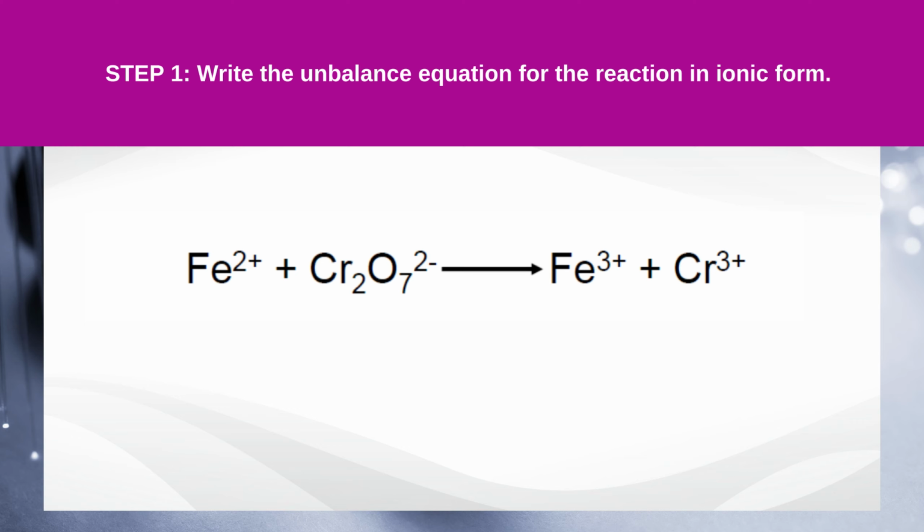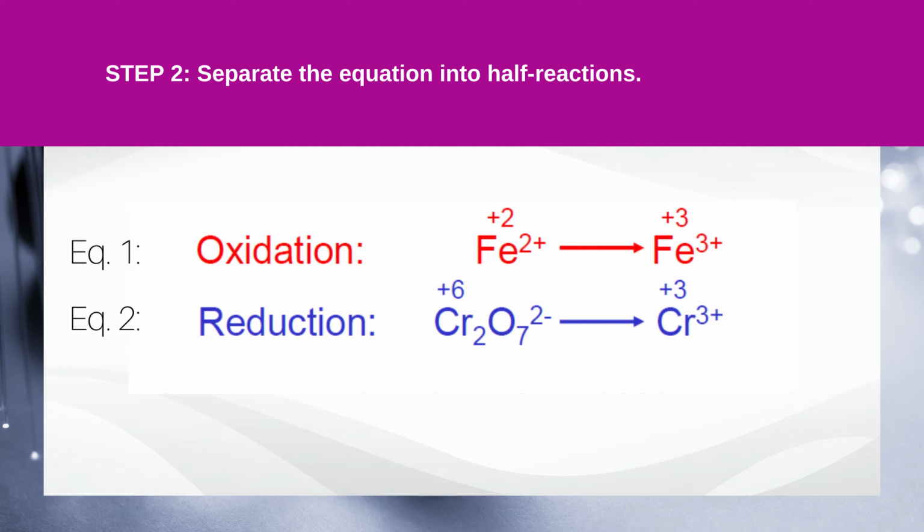The first step is write the unbalanced equation for the reaction in ionic form. For example, the equation shows the unbalanced equation for the reaction between iron and dichromate. For step 2, separate the equation into two half equations. Equation 1, Fe2+ produces Fe3+. And equation 2, Cr2O7 2- produces Cr3+.